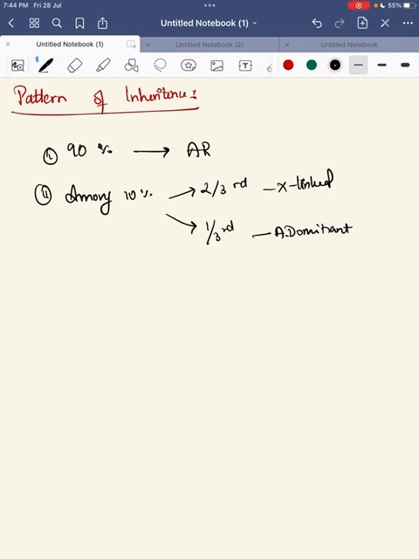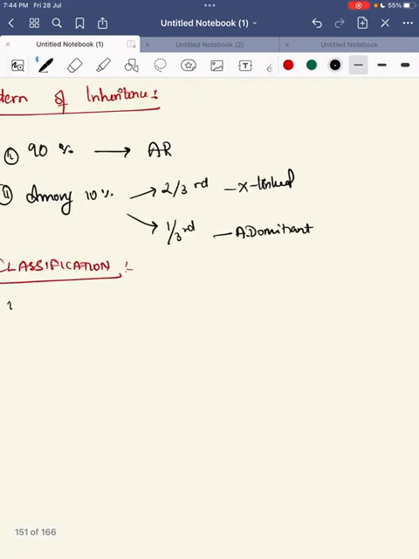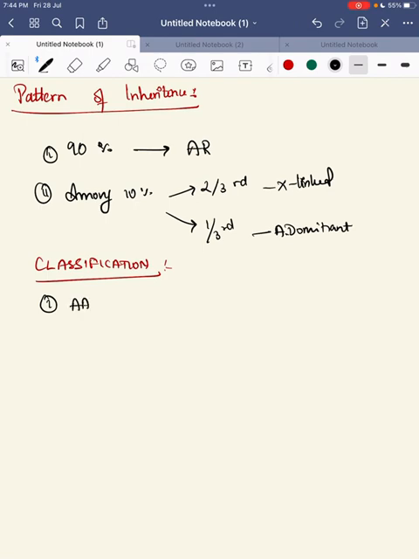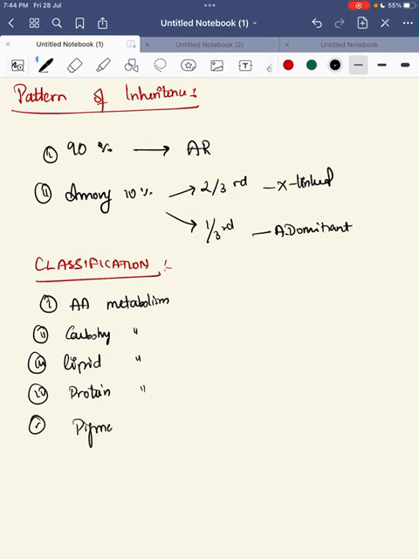Next, we will see its classification. First is amino acid metabolism, second carbohydrate, third lipid, fourth protein, fifth pigment metabolism, and sixth, unknown biochemical defect.